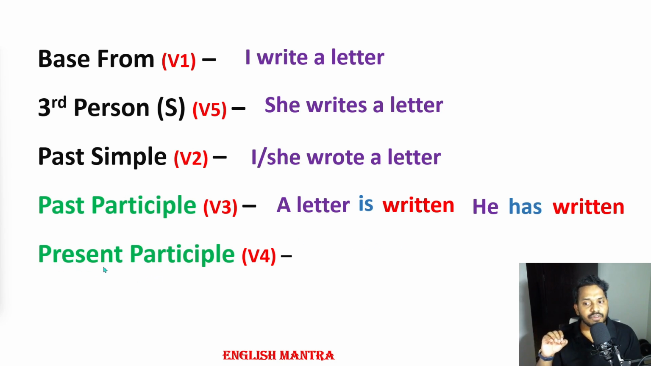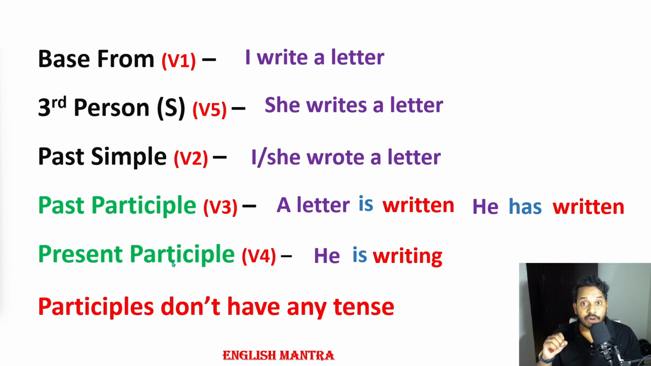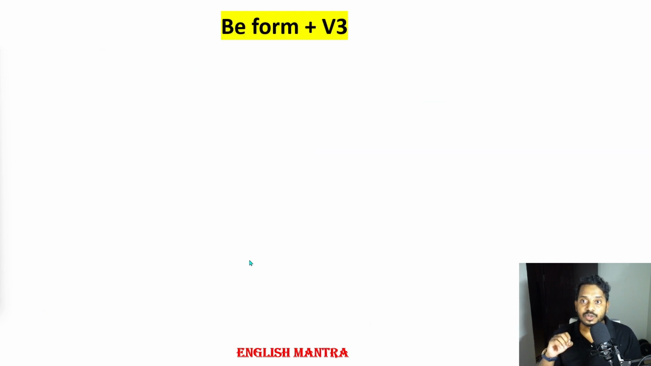Okay, and what about present participle? Can I say he writing? No, I can't say. See, when it comes to past participle, you can either use be form or have form or both. When it comes to present participle, you must use a be form, like this. He is writing. Okay, he is writing a letter, like that. So these participle forms, they don't have any tense. Okay, they don't have any tense. Only be form indicates the tense. I'll show you an example.